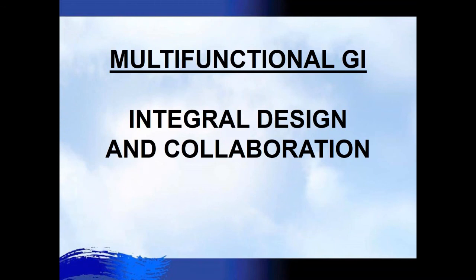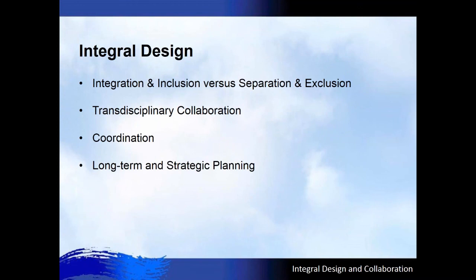So going on to integral design and collaboration. We already discussed that green infrastructure essentially integrates and includes things versus gray infrastructure often separates and excludes things. Transdisciplinary collaboration: green infrastructure falls between several different professional competencies. There are water resource engineers, civil engineers, landscape architects, soil scientists, geotechnical engineers, environmental engineers, community facilitators. It goes on and on and on. There's probably no single profession that's well suited to design green infrastructure by themselves.